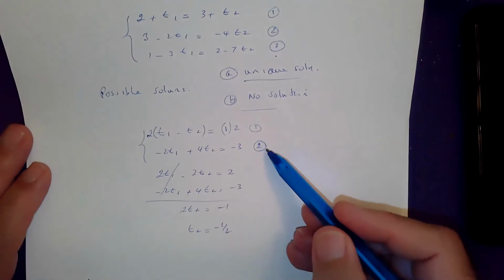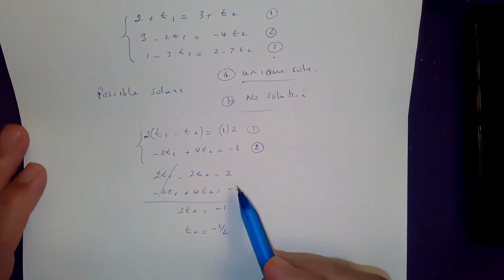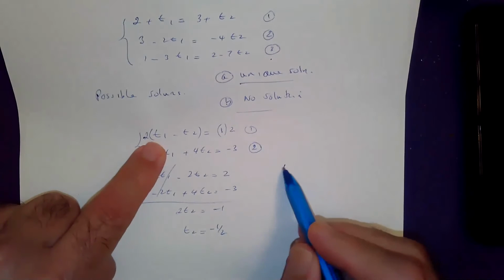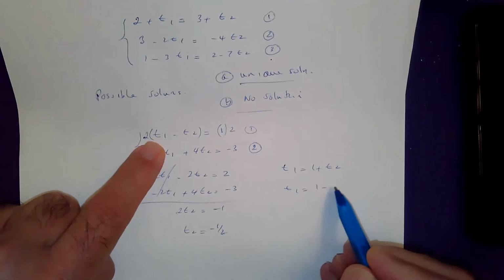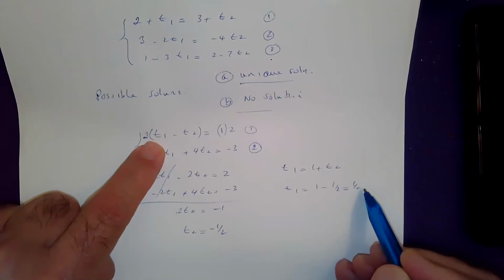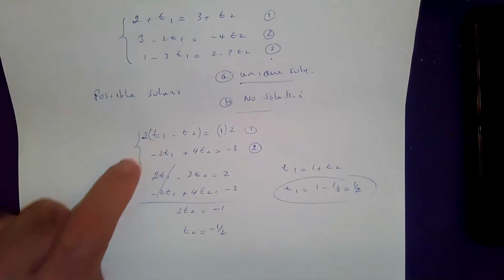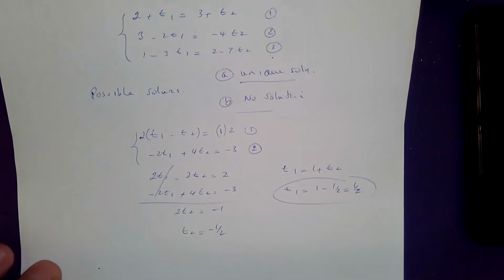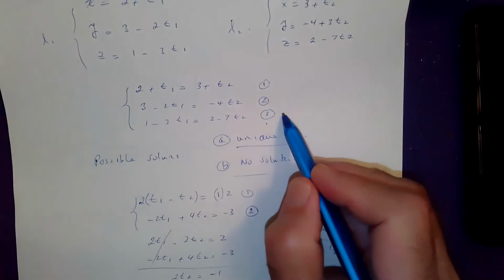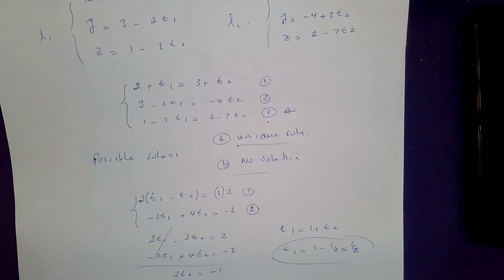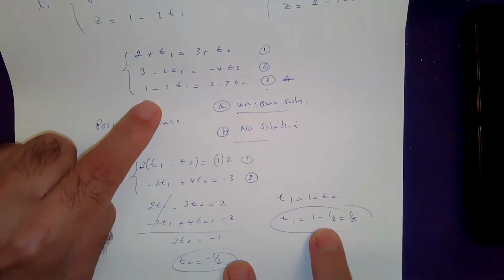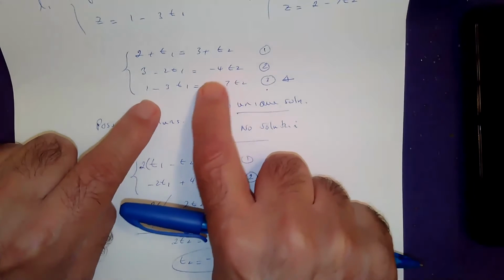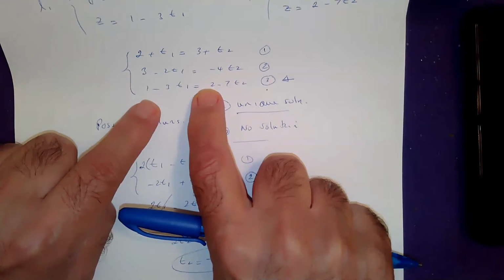Go back to either equation 1 or 2 and find T1. T1 is equal to 1 plus T2. So that would be 1 minus 1/2, which is also 1/2. However, before we all get excited and say, wow, they do intersect, there it is, don't forget, we have to check equation number 3. In other words, the values you got for T1 and T2, do they also satisfy equation number 3?